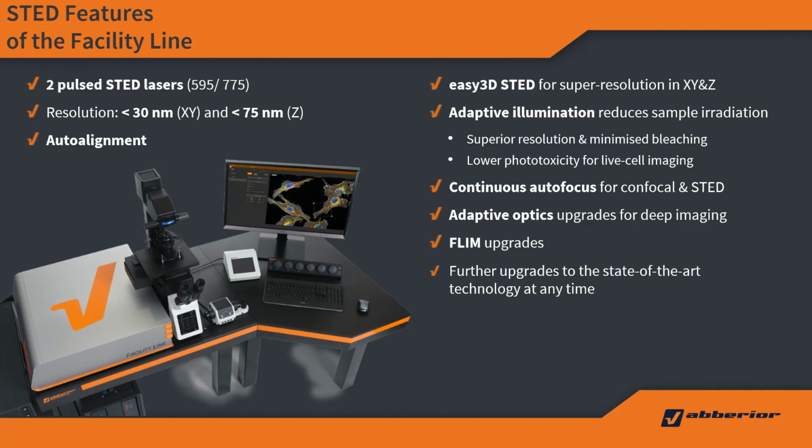And we have adaptive illumination to reduce the light dose going into our sample, which means we get less bleaching, less phototoxicity, and better resolution. We also have a continuous autofocus, which works in confocal and STED mode. We have adaptive optics to go deeper into our samples. And if you like, upgrades and further upgrades are possible even on an older microscope here. You don't always have to buy the newest model to get the newest tech from us.